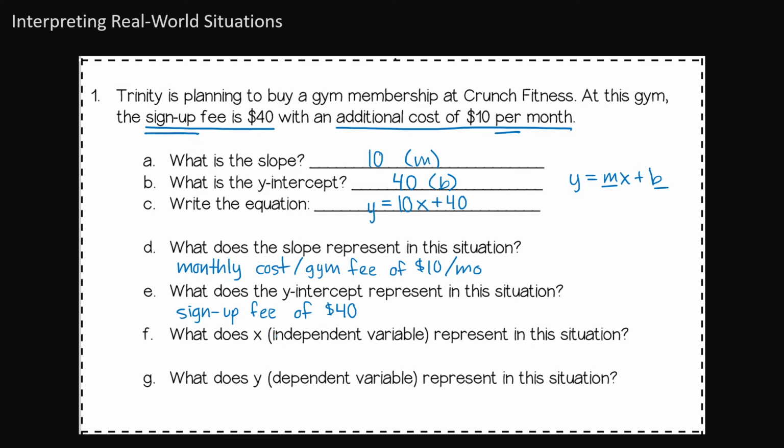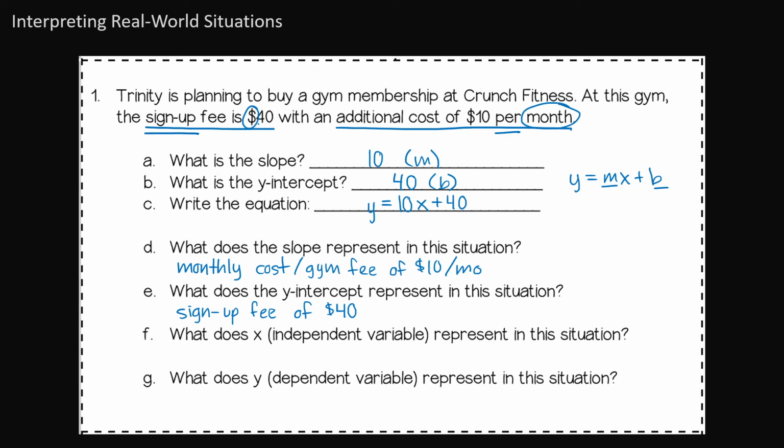So now let's think about what the independent variable and the dependent variable are. X is the input, Y is the output. So in this equation, y equals 10x plus 40, we need to decide what the two variables are that we're comparing. What units are we using? So in this problem, I can see dollars and I can see time. I see months. So we need to decide which variable, which unit, dollars or months, is impacting the other.